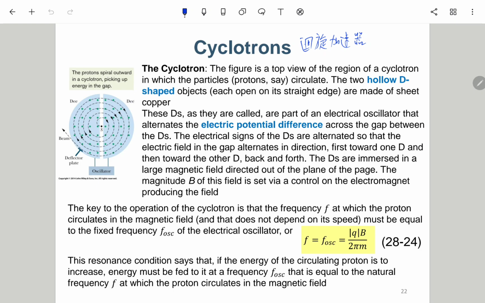So actually we need to control the frequency for alternating the E field, which is this f_osc. It should follow this one. Just now, f oscillate should be 1 over T, where T is 2 pi R over v, which we have just calculated. So we have qB over 2 pi m as this f oscillation.